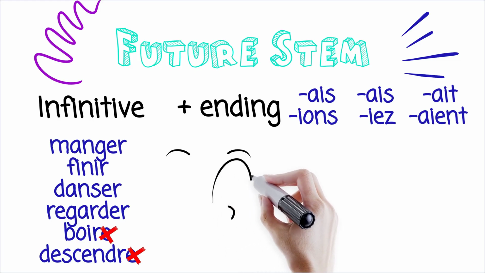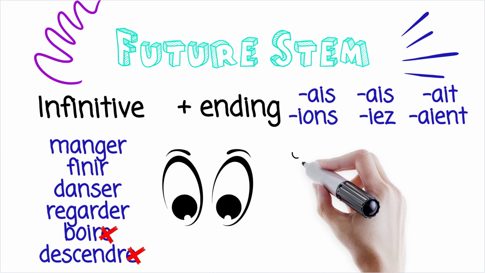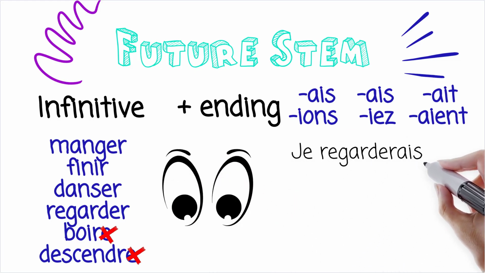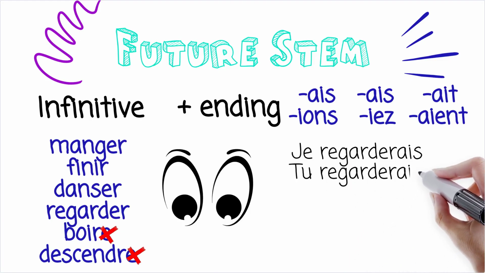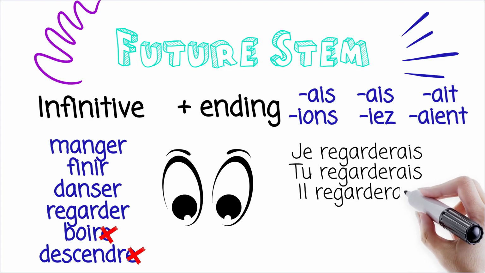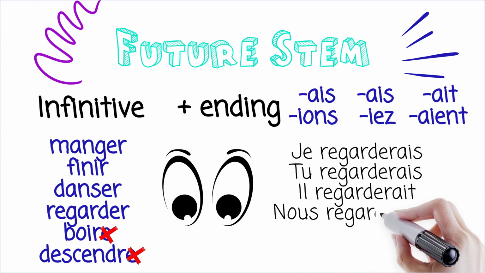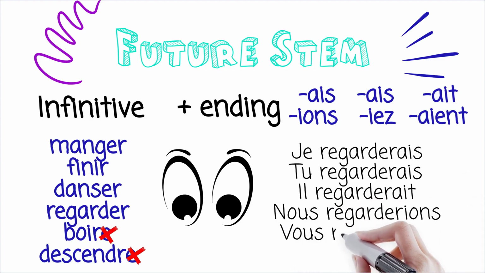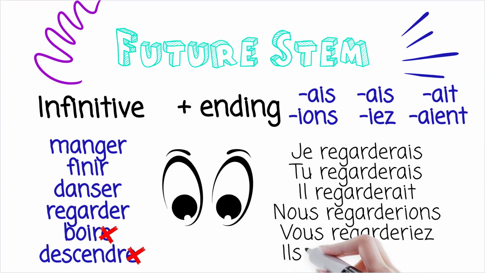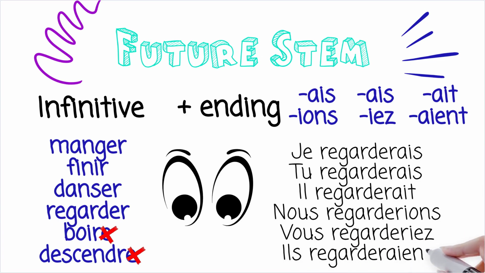If we have a look at some examples, we're going to use the verb regarder, to watch. So, je regarderais, I would watch. Tu regarderais, you would watch. Il regarderait, he would watch. Nous regarderions, we would watch. Vous regarderiez, you would watch. Ils regarderaient, they would watch. Again, a reminder, we don't pronounce that ENT.